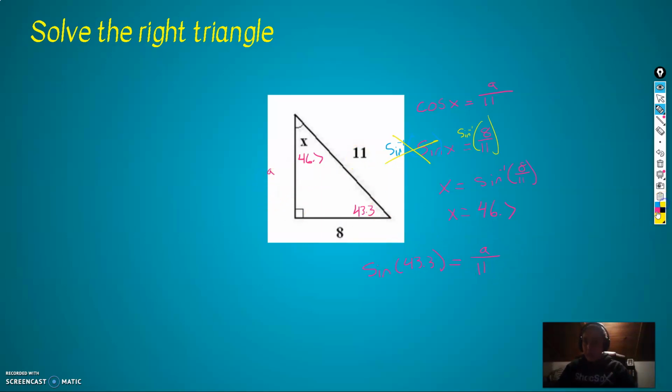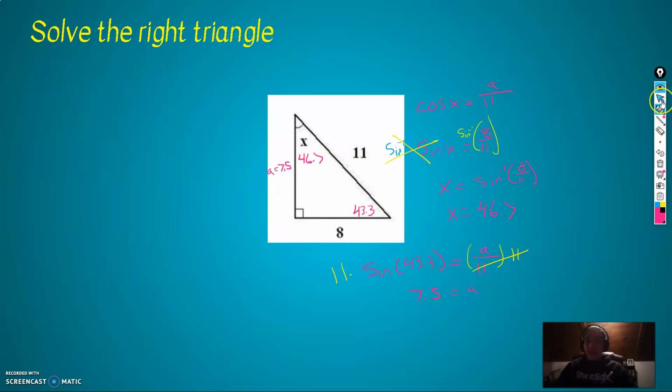Now I don't need to use inverse trig here because I'm already good. Times both sides by 11. Those 11s will cancel out. On my right side, I'll just have A. On my left side, I'll have whatever 11 times sine of 43.3 is, which would give me 7.5. Now my triangle is completely solved. I have all angles and all sides.